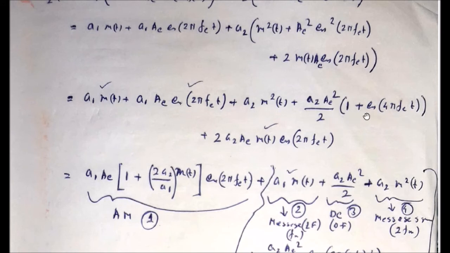So the 2fm term is accomplished from this particular term, and this term, now what is it? See that it is carrying 4 pi fc t. That means it corresponds to the frequency of 2fc. This one is actually this factor equal to this factor.